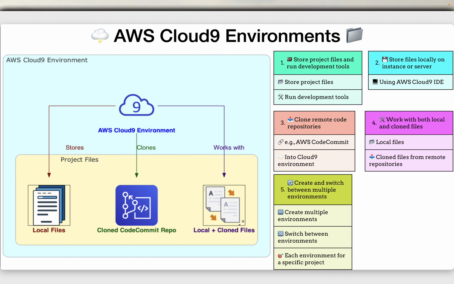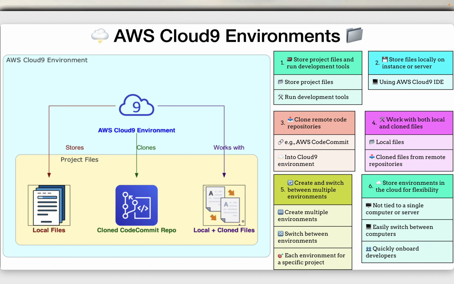You can create and switch between multiple Cloud9 environments, with each environment set up for a specific development project. By storing the Cloud9 environments in the cloud, your projects are no longer tied to a single computer or server setup, enabling you to easily switch between computers and quickly onboard developers to your team.